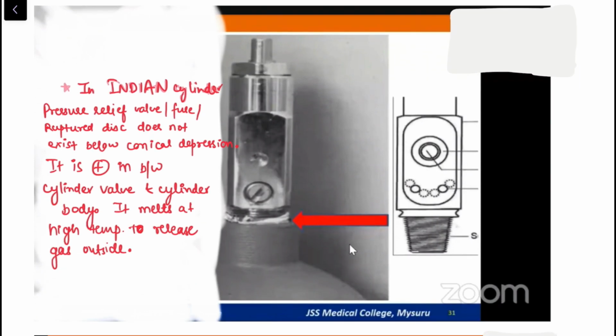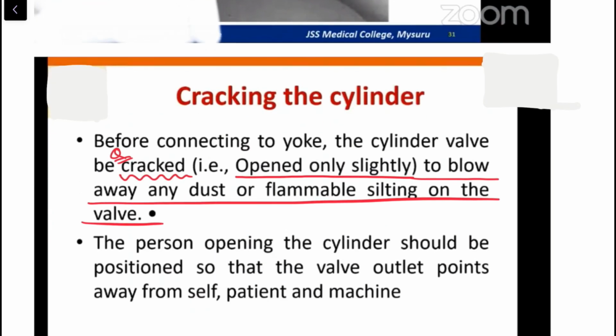In the Indian cylinders, the pressure relief valve or the fuse is not here. It is present in between the cylinder valve and the cylinder body, and it melts at high temperature to release the gas outside. So these are certainly some of the differences between the Indian and the American cylinder.